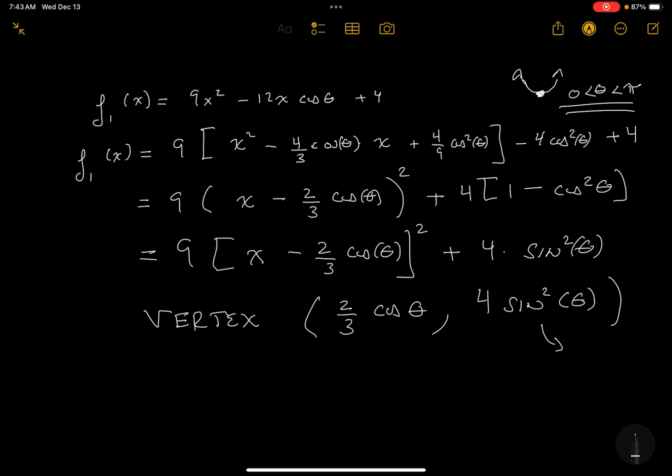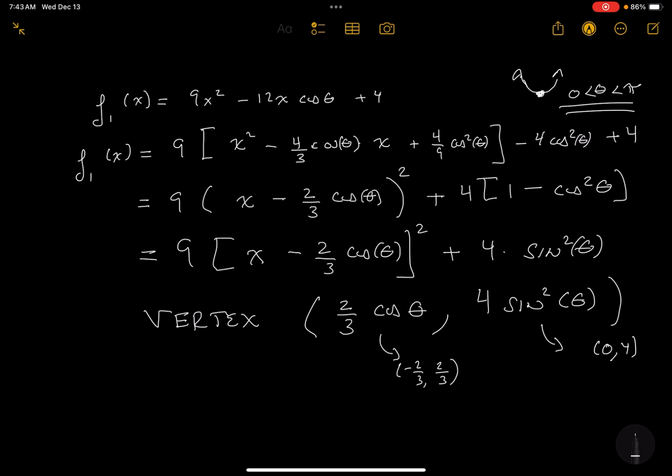And again, I want to remind you that theta is between 0 and pi. So this thing over here would be on the interval from 0 up to 4, not touching it. And the cosine goes between plus or minus 1, so it would be going between minus 2/3 and 2/3. All right, so I know they're going in a box now. The x values would go between minus 2/3 and 2/3, and the y values would go between 0 and 4.